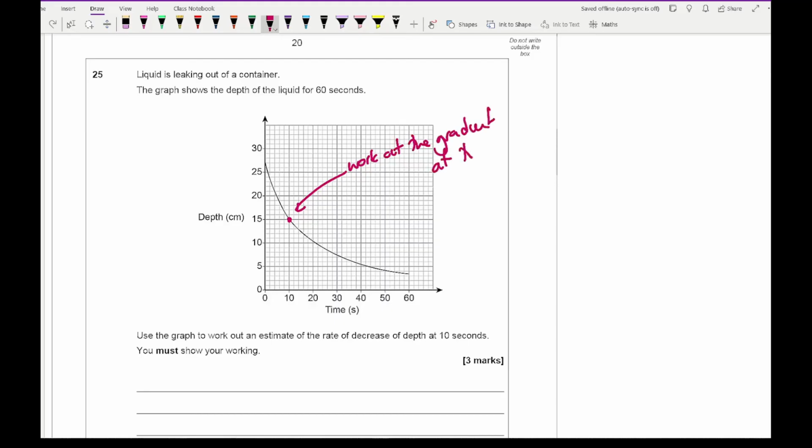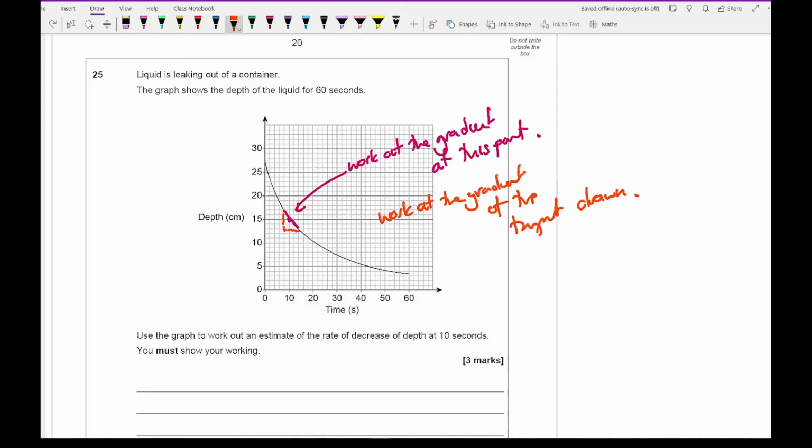Now to work out the gradient at this point, what I need to do first is draw a tangent to that line. So again, it's really difficult with a curve, but if I just draw a tangent, what you then want to do is show that you're working out the gradient of that tangent. Now there are several answers you can have, but where you get your 3 marks is just your attempt.